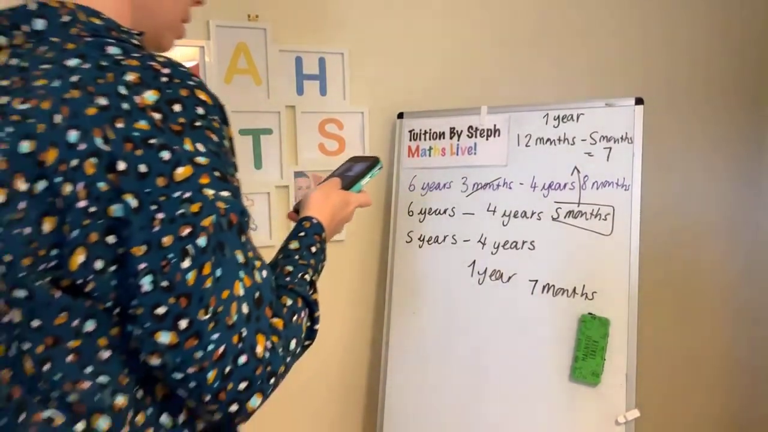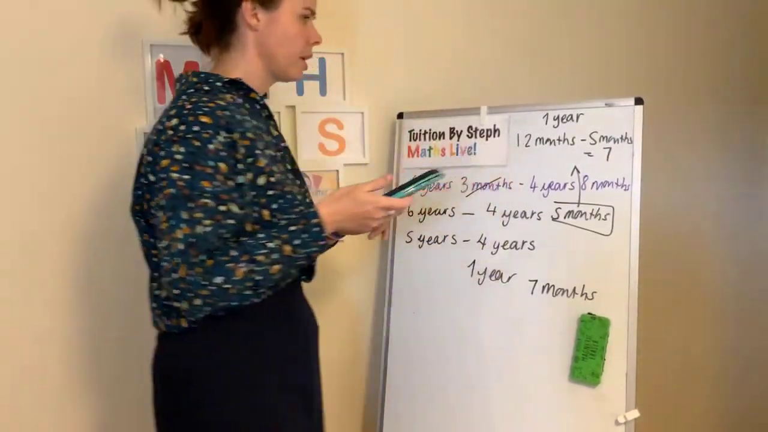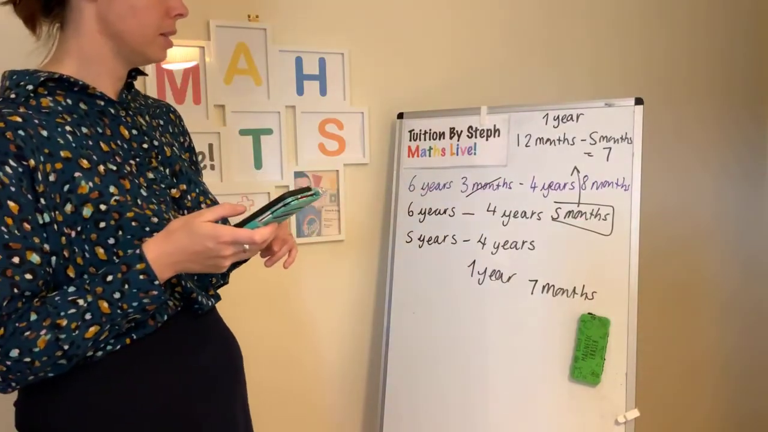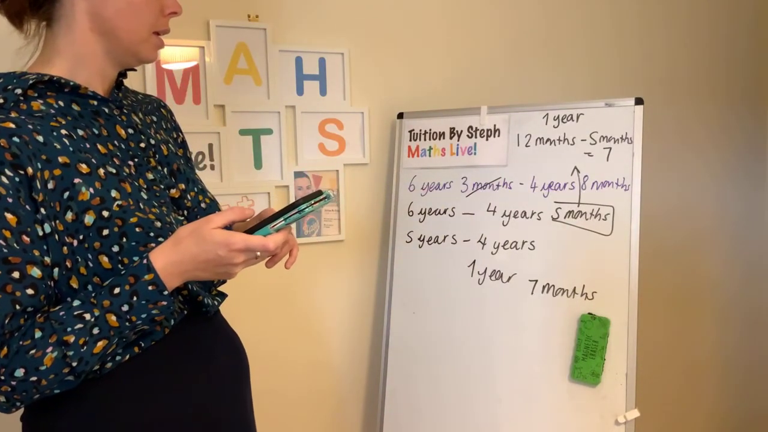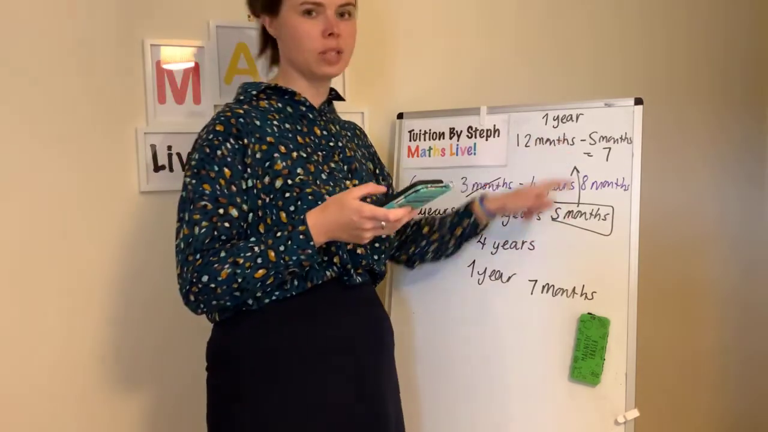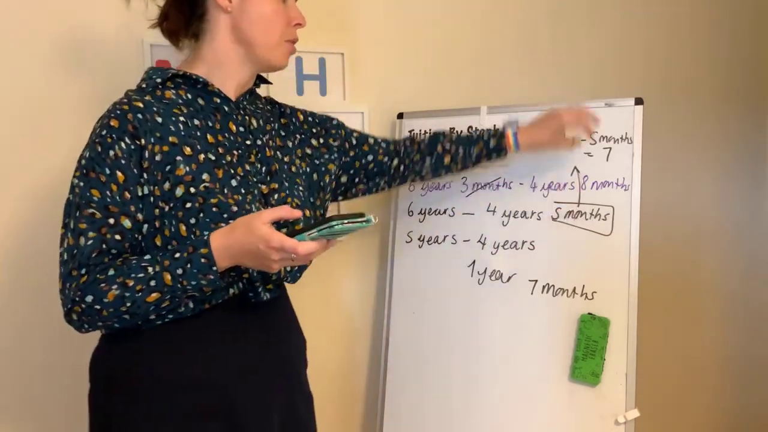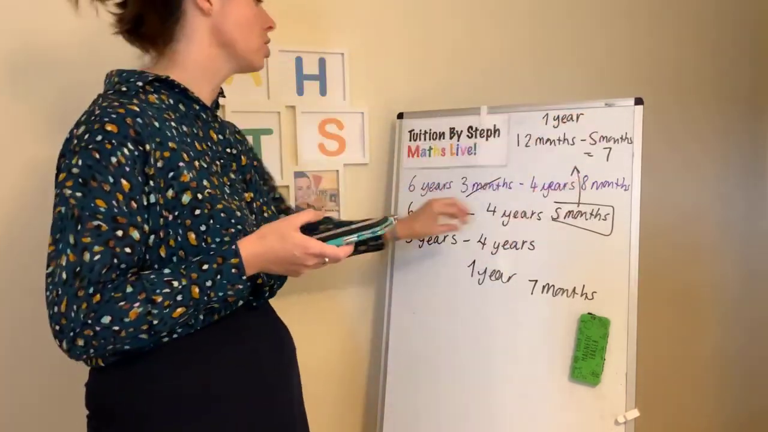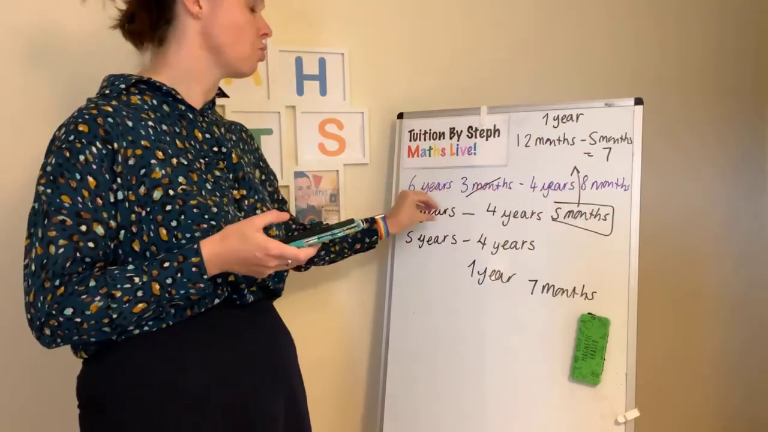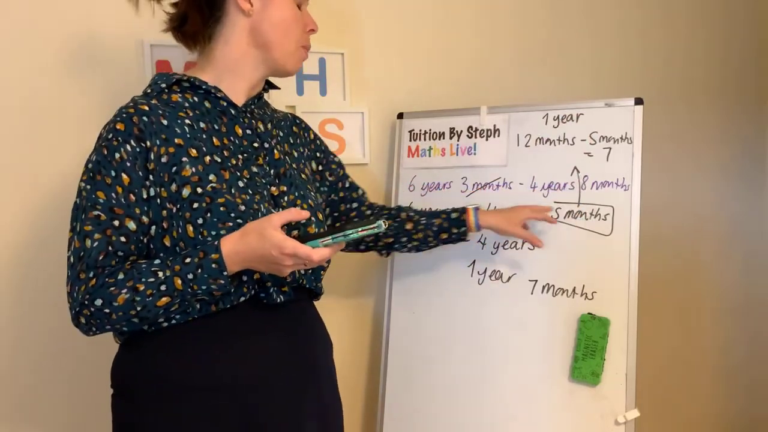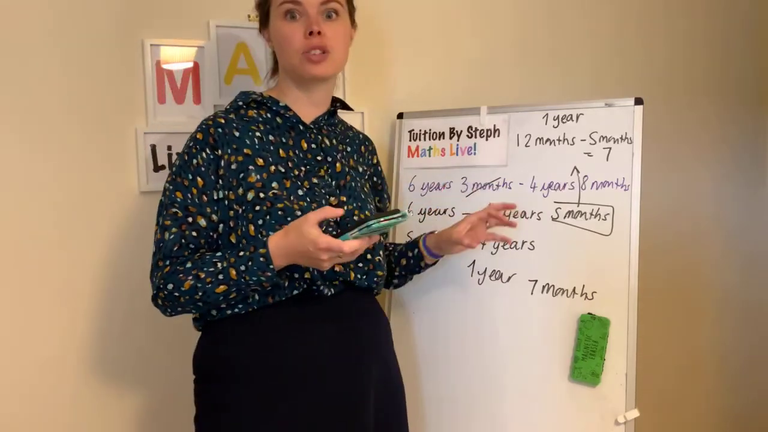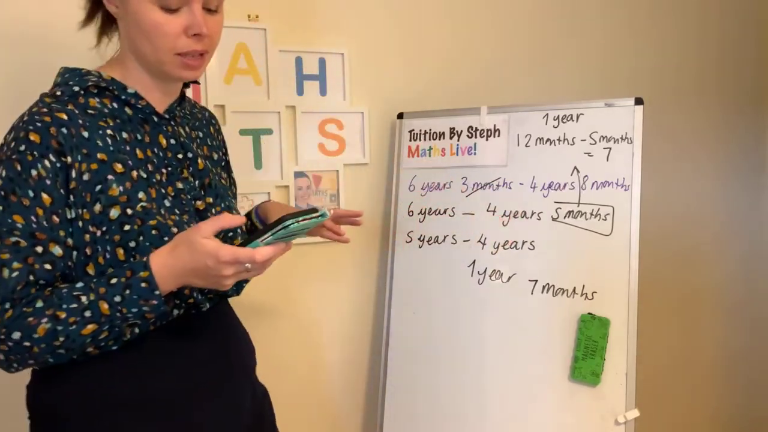Let's have a look. Well done. Hope that's okay. Makes sense. Remembering that you've got to take away. If you put 5 months, but that's what we've got. That's not what's left over. We've still got to subtract that. Because it says take away. We've still got to take away the 5 months. That's not what's left over. That can be an easy mistake to make.